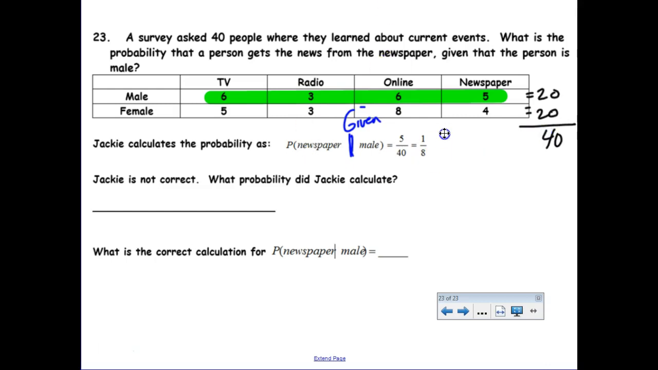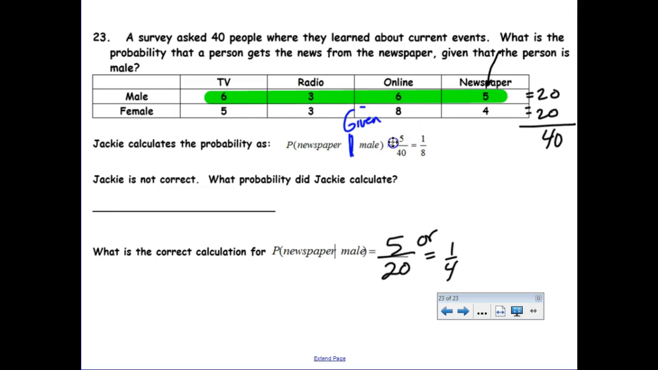Jackie was supposed to do newspaper given male, so she should have done 5 out of 20. So I'm going to go ahead and do that here. 5 out of 20, which, yes, you can reduce to 1/4. I don't really care what answer you give. I actually prefer the unreduced answer because I can see your work a little better. But she got 1/8, so she's quite off.